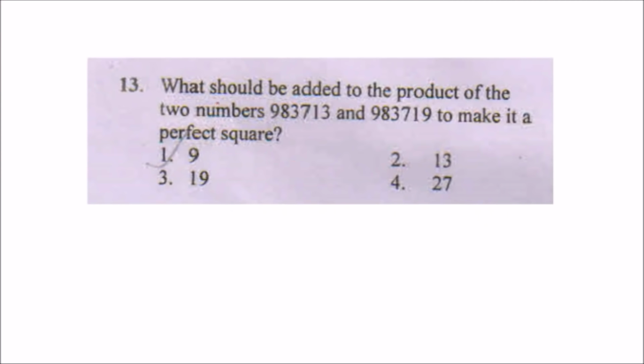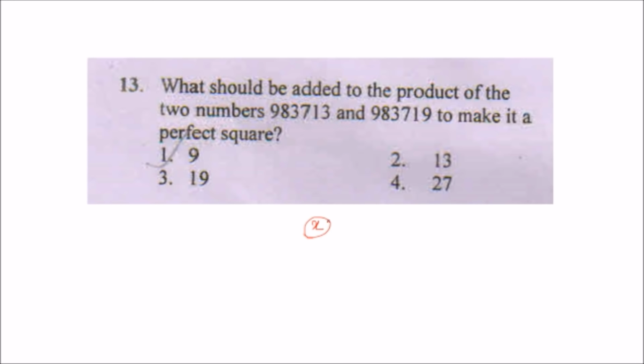Next question is, what should be added to the product of the two numbers to make it a perfect square? I think some easy trick will be there, but whatever I know is that first we have to take the product of these two, and whatever number we get, we take the closest number which is a perfect square, and then we see what we should add.